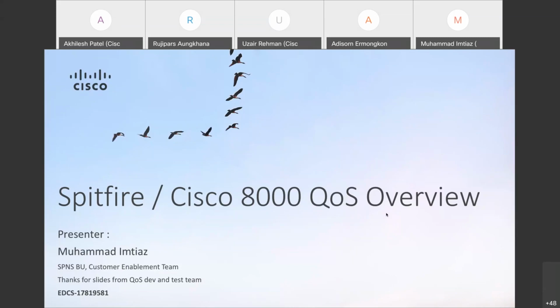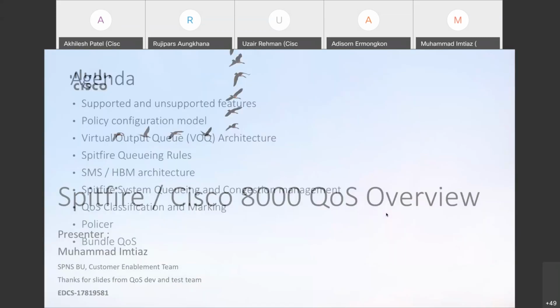There is some similarity between Spitfire QoS and other platforms like NCS 5500, but there are a lot of differences in behavior as well. So we'll start from the pretty basic architecture of the VOQ, and then we'll build on the discussion. But feel free to ask me any question anytime, and we'll try to make it more Q&A whenever you guys have any questions.